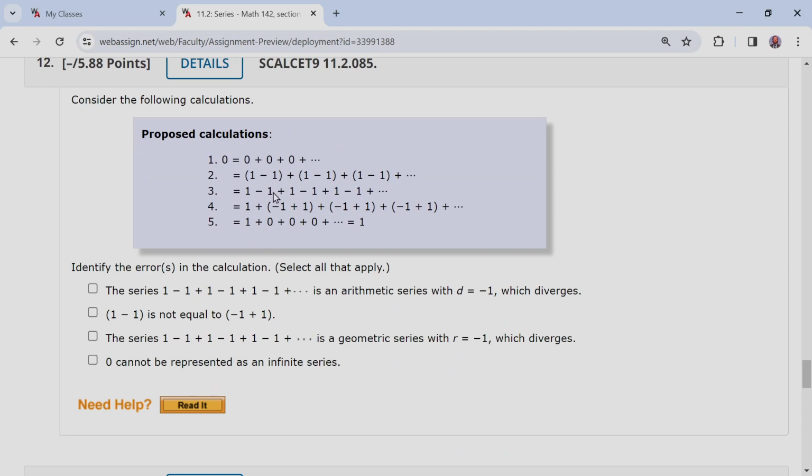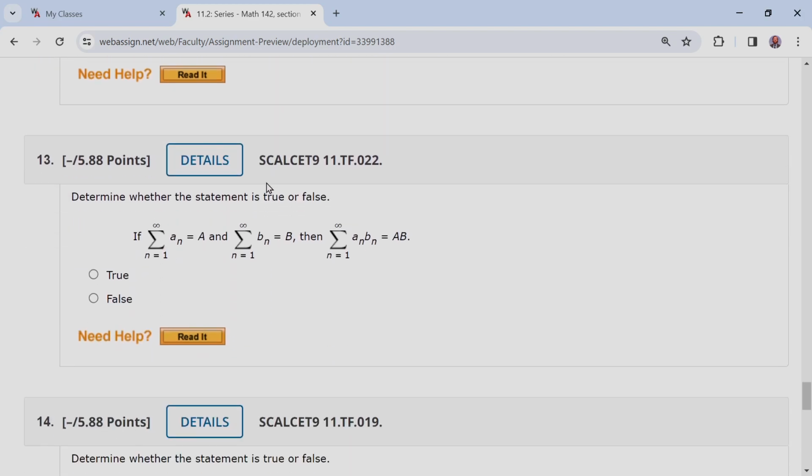Write the following proposed calculations. Where are we wrong here? Identify the errors. I'll let you work with this yourself. This is a little bit bizarre, but take it one step at a time. I think there's going to be an issue somewhere down here at the bottom because we're adding different numbers. So something has to go haywire here. And the fact that we're adding different numbers means that we're manipulating this series in a way that is not accurate. So there's got to be at least one error here. Yeah, read through that one carefully.